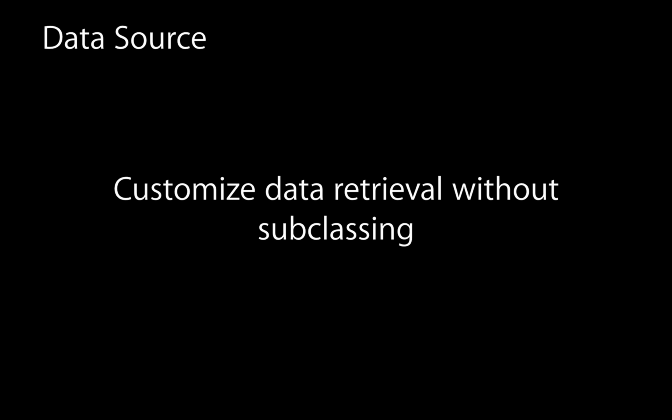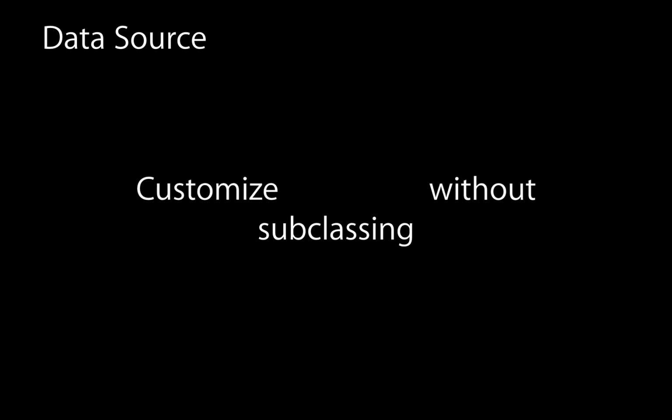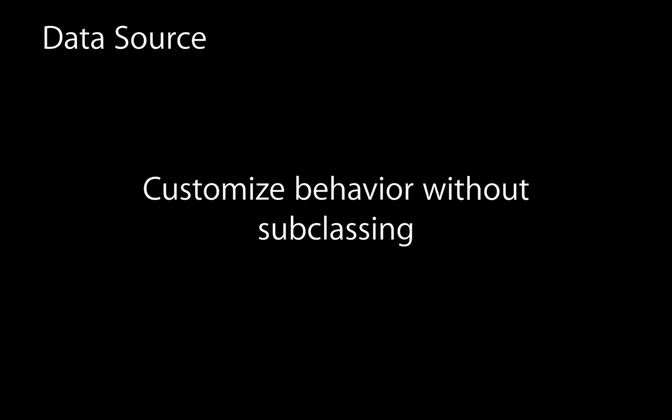So back to the definition here of data source. Customize data retrieval without subclassing. That looks an awful lot like customized behavior without subclassing. And in fact, these two ideas are really similar. It's the idea of composing an object rather than extending a class. And so you use a couple of objects, compose them together to get custom behavior rather than subclassing. It's a powerful idea that we use, like I said, in many different places. So that's data source. It allows you to customize where data comes from for an object that needs data without having to subclass that object.